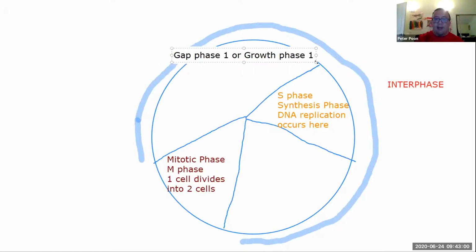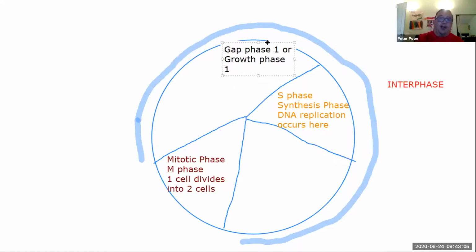Okay, this gap became growth phase 1 or G1. It's initially called gap phase 1 and then got renamed to growth phase 1 because what we realized was lots of cell growth. A lot of growth occurs right here because they just divided into two cells, and so one cell is about half the size of the original cell, so it has to grow back to the original.